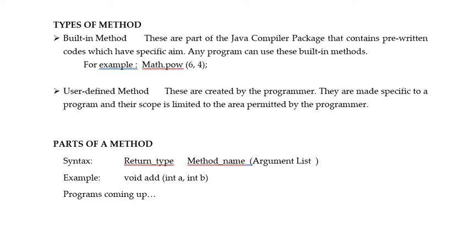Parts of a method: there has to be a return type, a method name, and an argument list. There can be multiple arguments sent. There can be one return type, and the method name is supposed to be one of the identifiers. You cannot use a keyword. It can be any identifier. Programs are coming up to show you the example application.